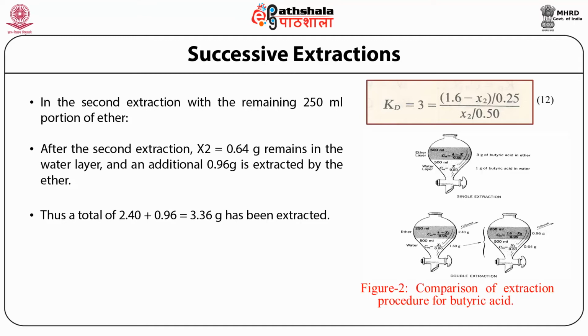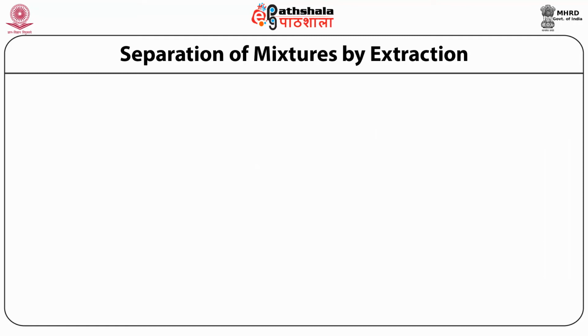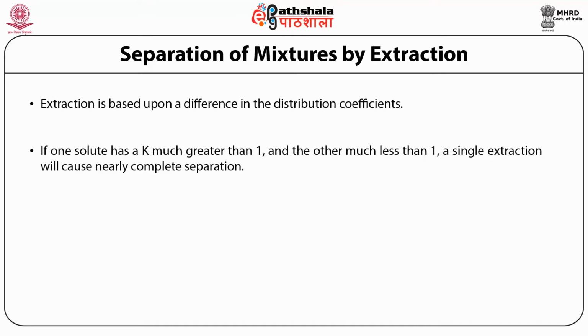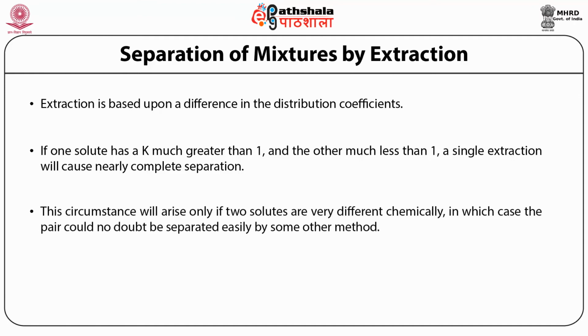The value of extraction is the possibility of separating two or more substances based upon a difference in their distribution coefficients. If one solute has a K much greater than 1 and the other much less than 1, a single extraction will cause nearly complete separation. This circumstance will arise only if two solutes are very different chemically, in which case the pair could no doubt be separated easily by some other method.